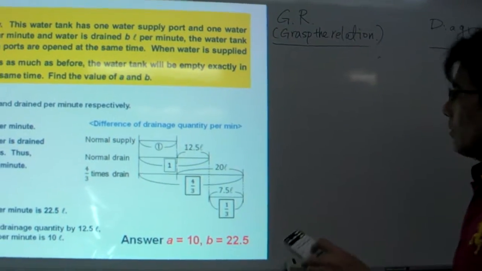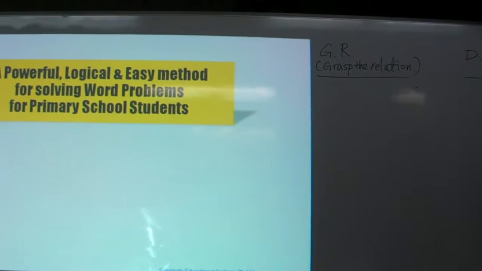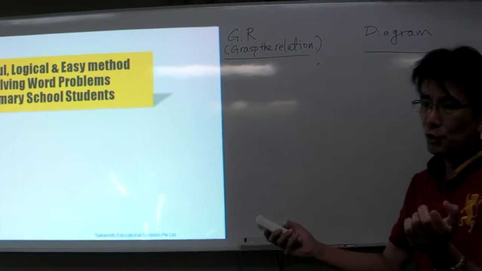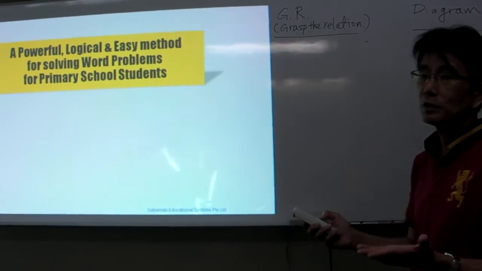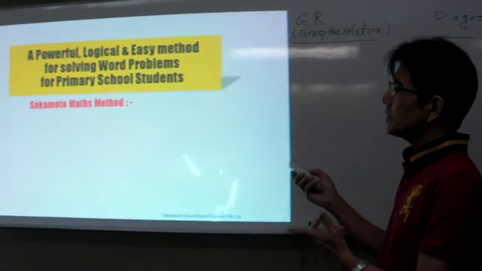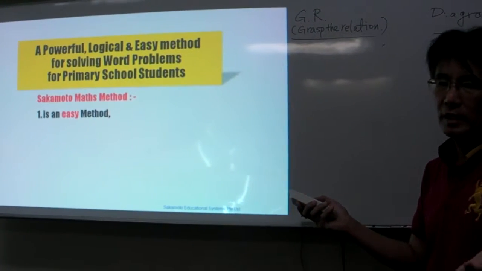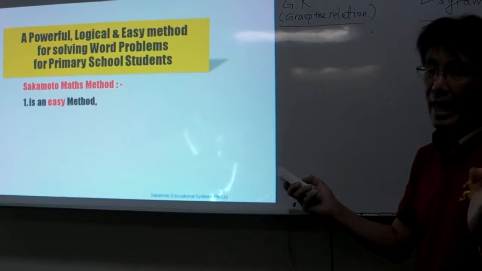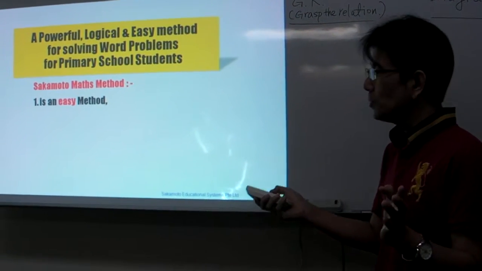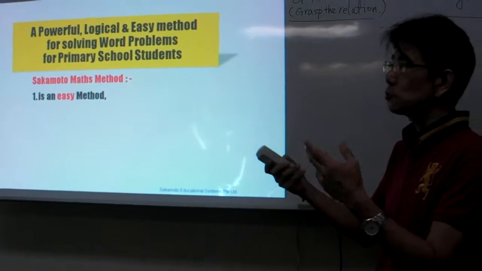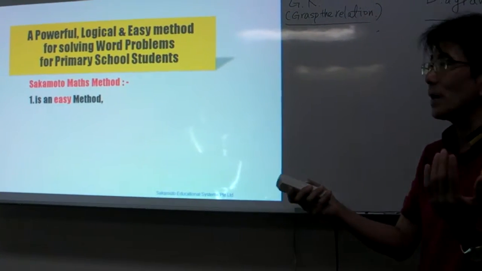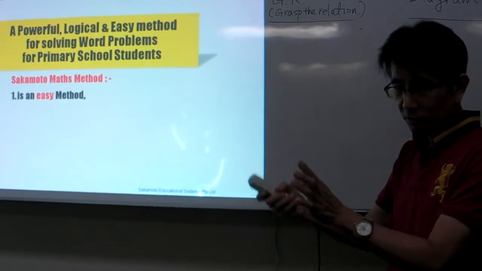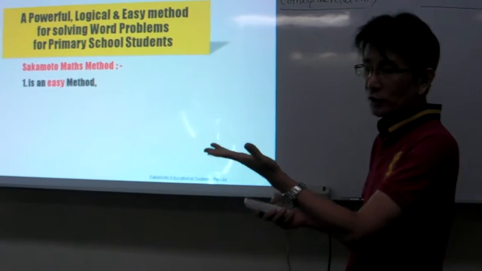So now I'd like to summarize the Sakamoto math method. I believe the Sakamoto math method is a very powerful, logical, yet easy approach for primary school students for solving problem sums. Basically, it's a very easy approach. Secondary school students, junior high school students, are forced to use X, Y, Z equations and algebra. But at primary school level, they have no idea how to use X, Y, Z, and they don't understand the meaning of X, Y, Z either. So they need a very easy understanding method. So the Sakamoto method is very suitable for kids.